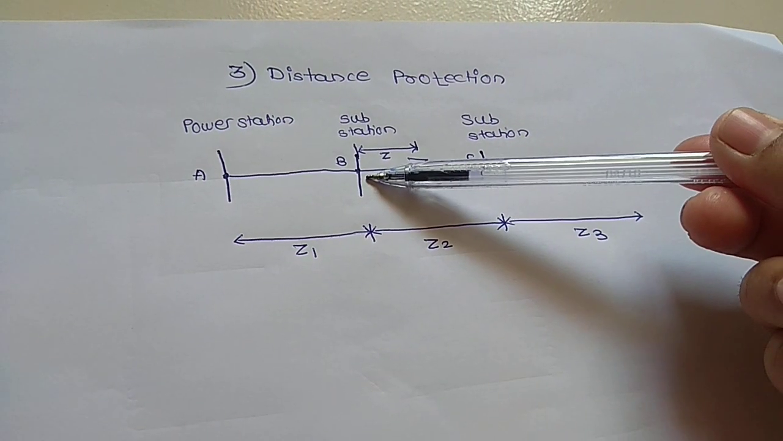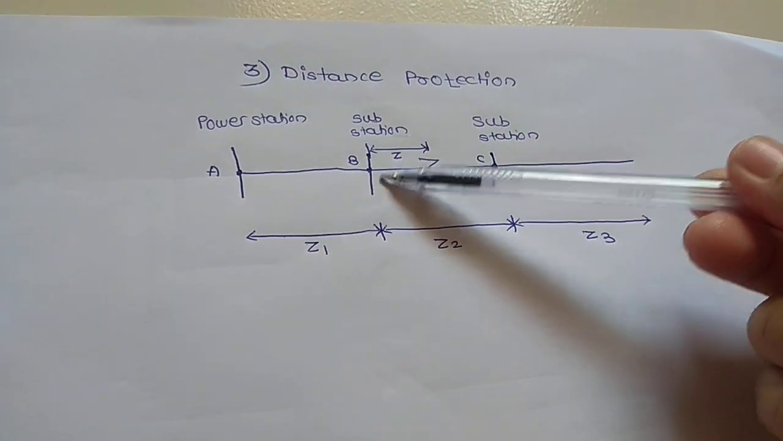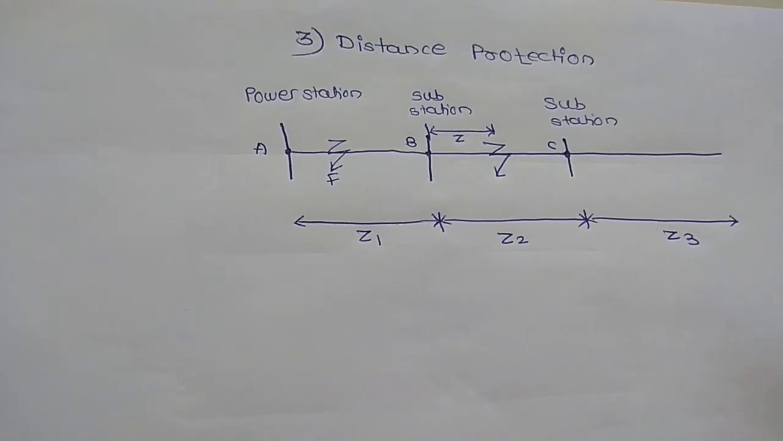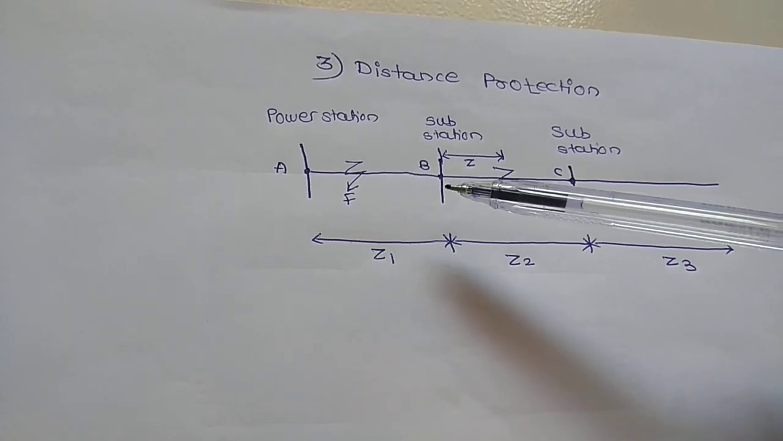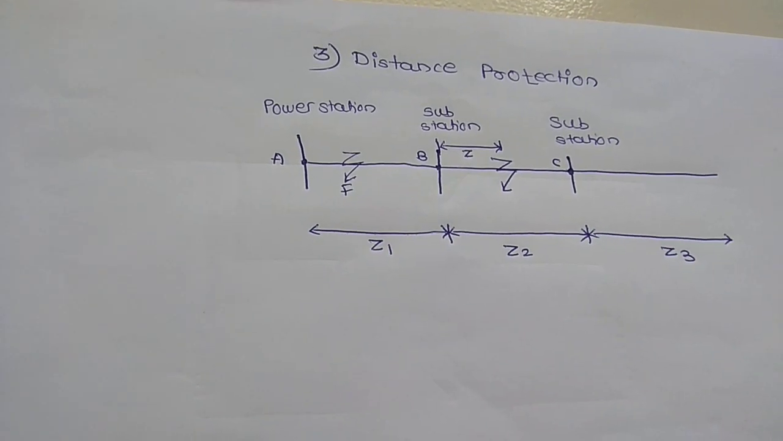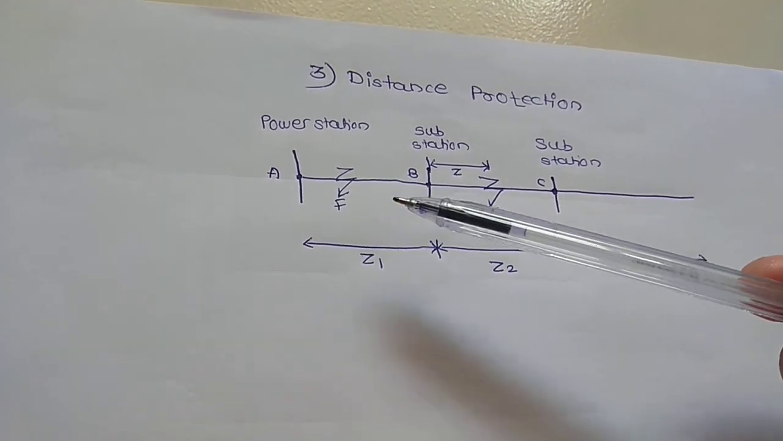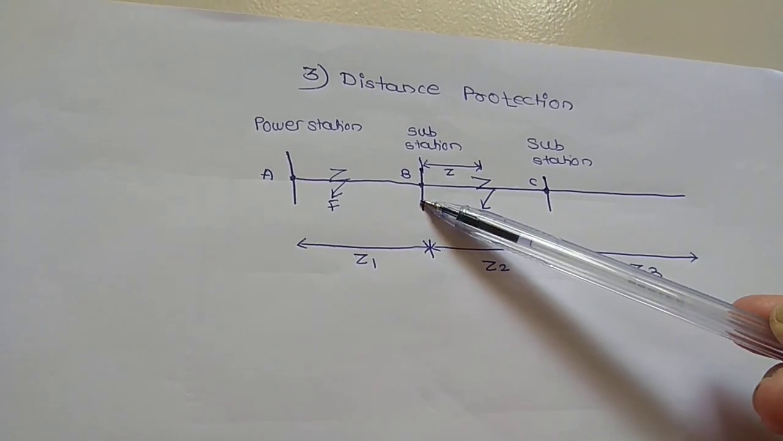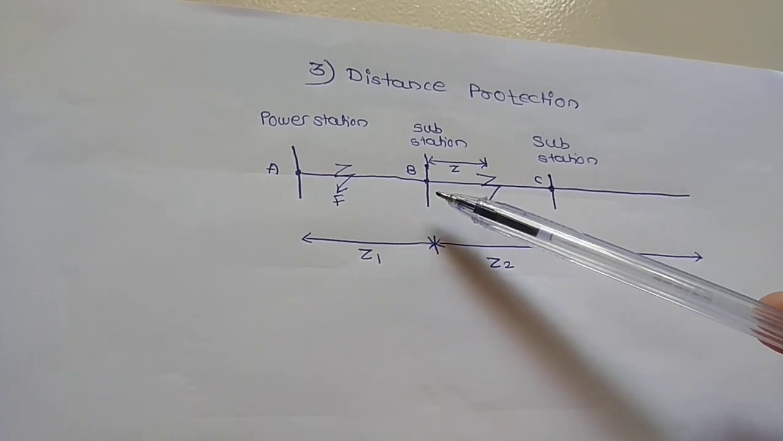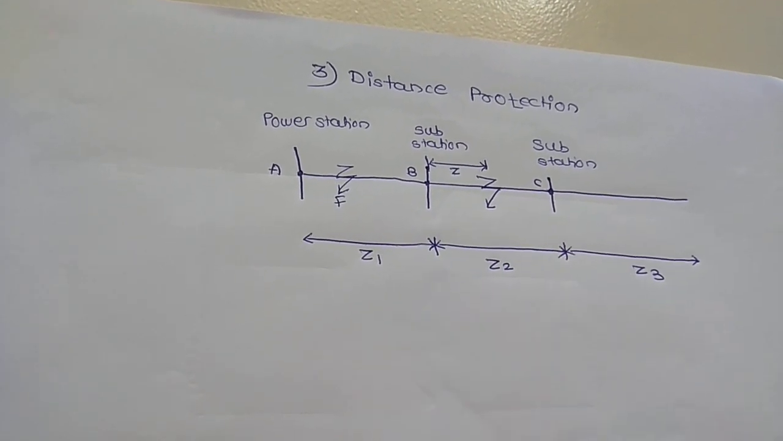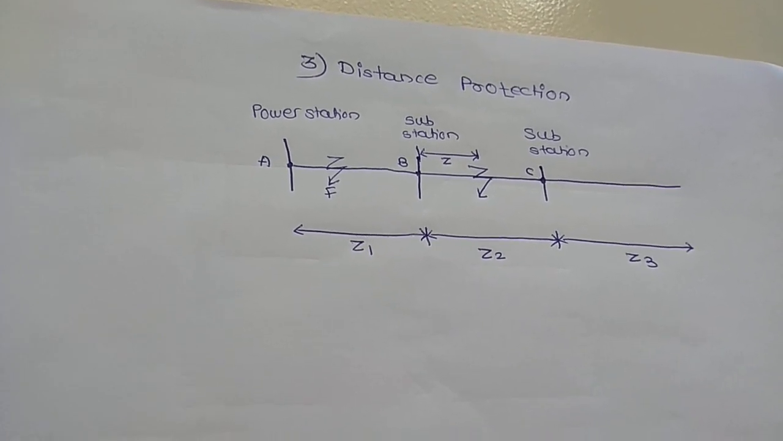Similarly, if a fault occurs between section A and B, that is here, in that condition relay A will operate first. If the fault occurs between B and C, relay B will operate. In this manner, instantaneous protection can be obtained for all conditions of operation.